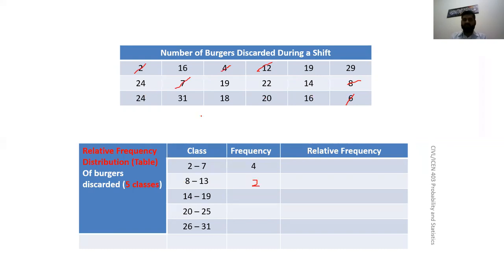So from 14 to 19, 1, 2, 3, 4, 5. 5 from 18 to 19. See, no, there is another one. So let's see which one we missed. Yeah, this one, right? So we got 6. So that's how you can complete the frequency.